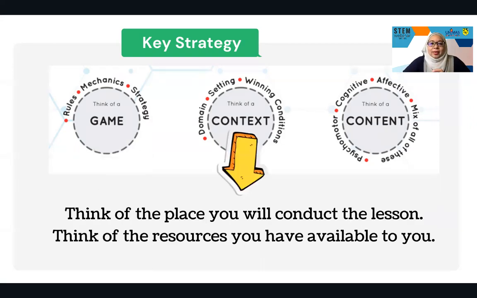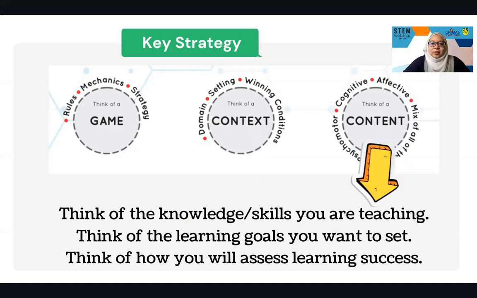The second part is the context. So we think about, if we want to do this, where are we going to play this? Yeah, where is it that we're going to be executing this? The location, the resources, the support that you're going to have, the conditions of the place. Yeah, so we have to think about that first. So think of it in terms of the logistics, if you will. Yeah, the contextualization of the learning experience, yeah, through the gamification process.